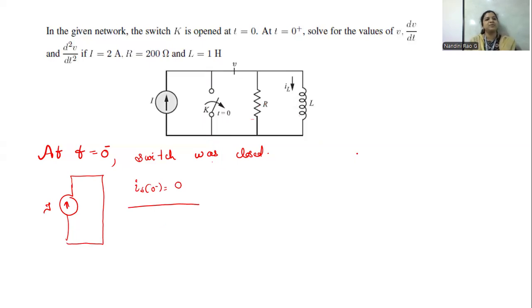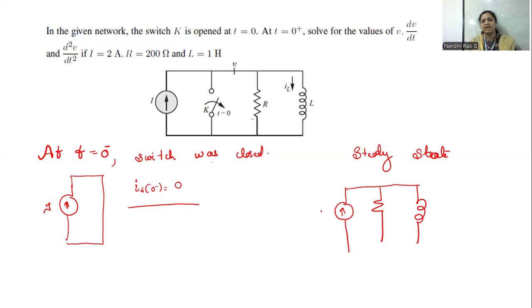What is the next step? Steady state. Remember, you need to write the expression for steady state. At steady state, what happened to the switch? Open or closed? Open. So I will write all the things now. We have a current source, then a resistor and an inductor as well. This is I, this is R. In the question itself they have given this is V, this is L, this is IL.